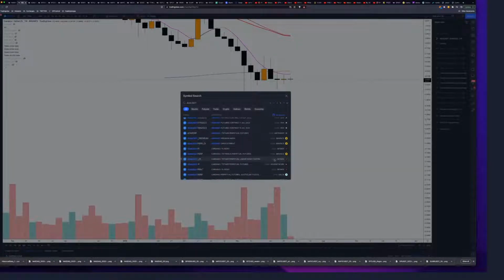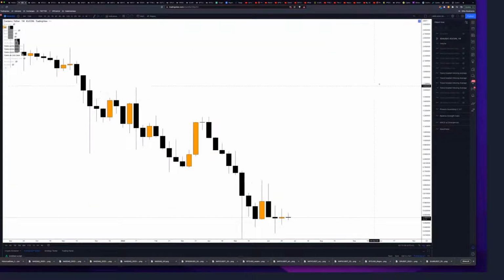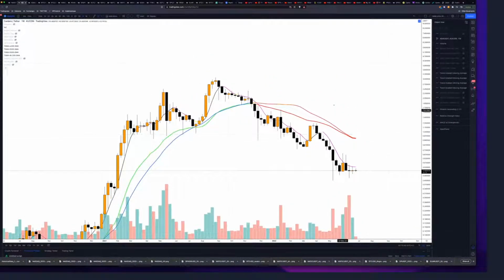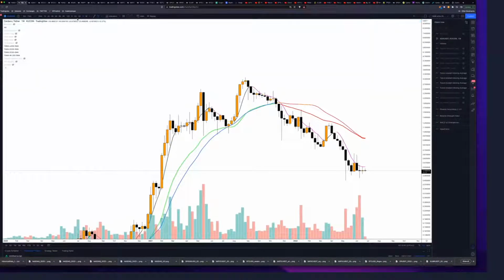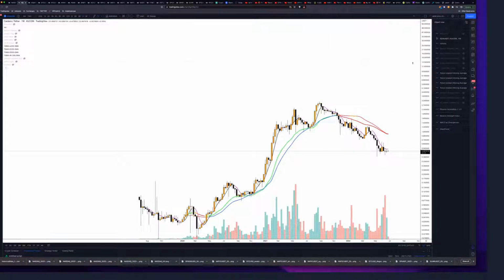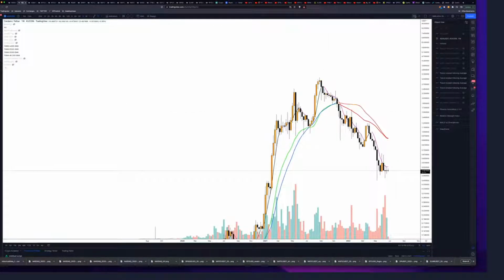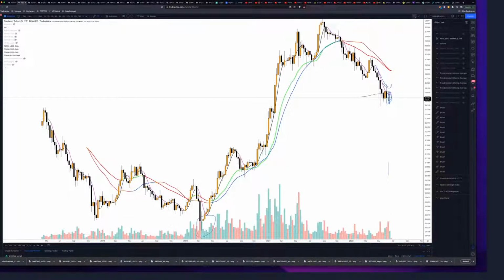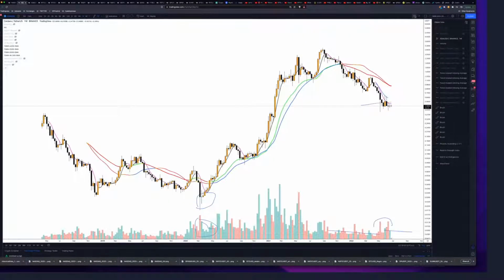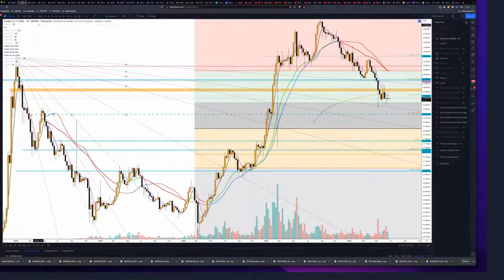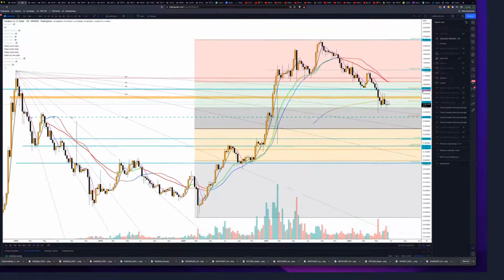Or the KuCoin, where is it? There we go. I believe we're on KuCoin, right? No, we're not. I thought it was on KuCoin. Let's just reverse this and I'll get back to my... Sorry guys, I forgot which chart I was looking at. Which chart? Oh, it was Kraken. Oh, okay. I thought I was making it up. All right.